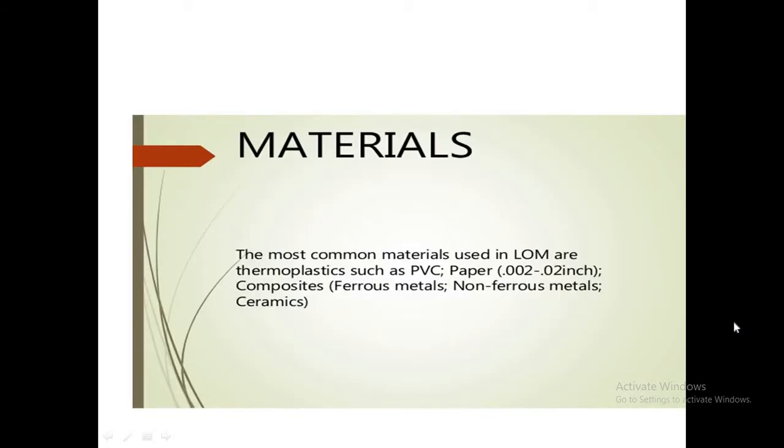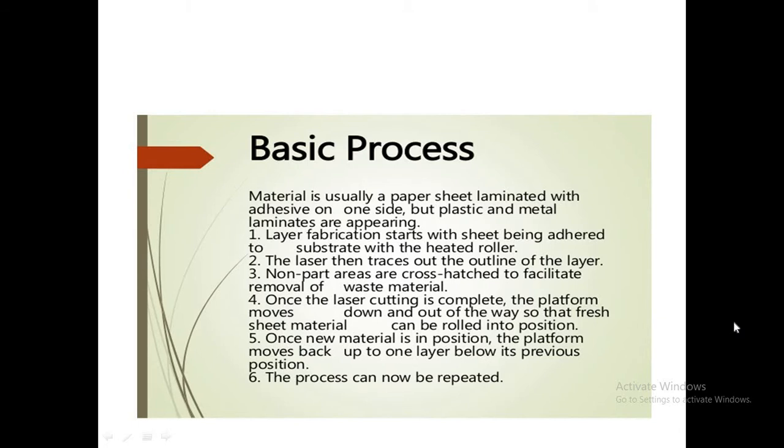The most common materials used in this process are thermoplastics such as PVC, paper, composites, ferrous metals, non-ferrous metals, ceramics, etc. Now what is the basic process? The material is usually a paper sheet laminated with adhesive on one side, but plastic and metal laminates are appearing. Layer fabrication starts with the sheet being adhered to the substrate with the heated roller.